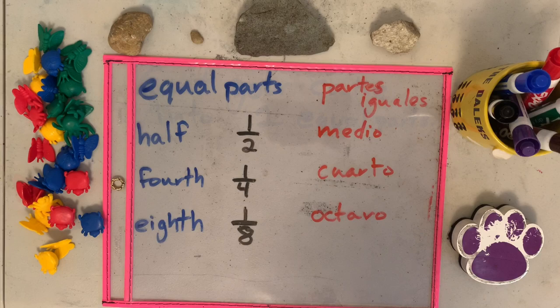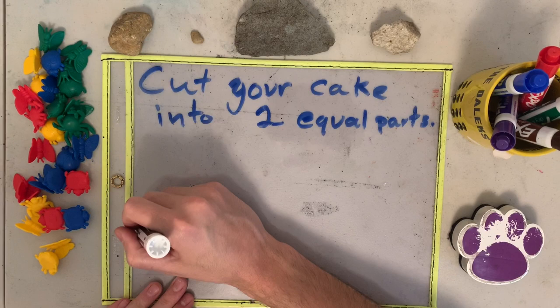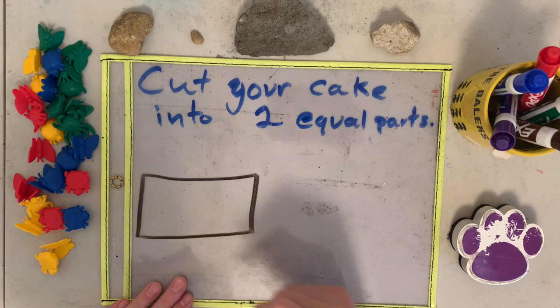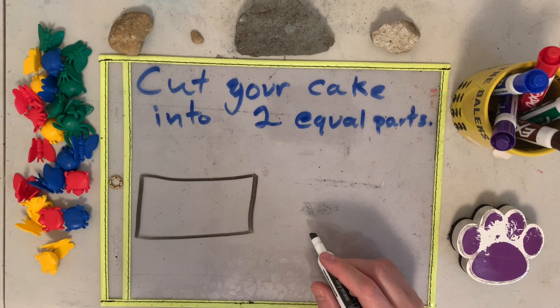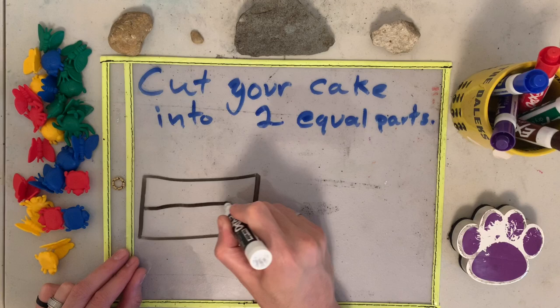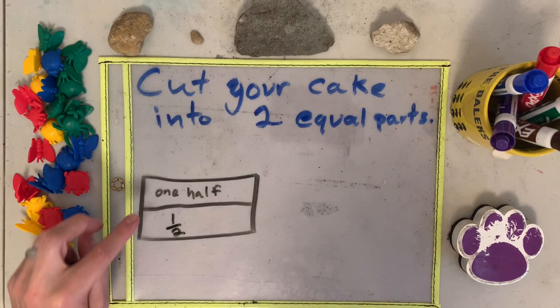You're going to cut your cake into two equal parts. I'm going to do my cake. This is Mr. Hernandez's cake. And my cake is a rectangle. Tengo un pastel. Un cumpleaños y es un rectángulo. And I'm going to cut my cake into two equal parts. So two people are going to eat my cake. So if I do two equal parts, I'm going to cut it in half. En el medio. So we have 1/2. Un medio.